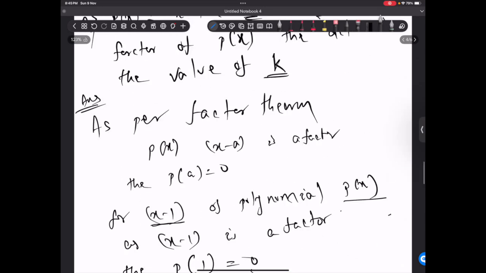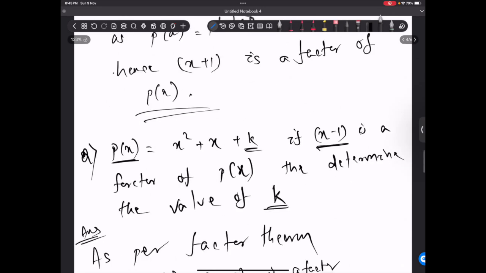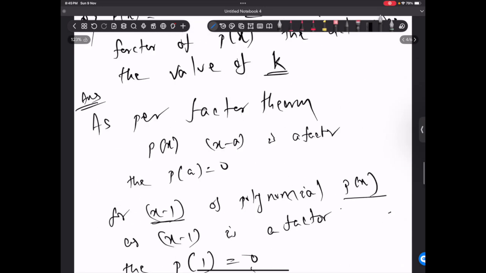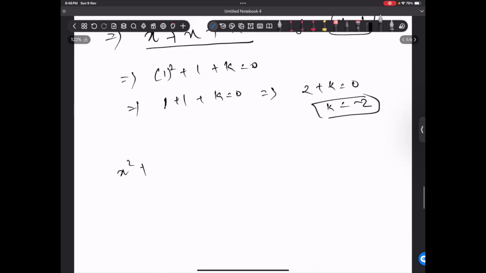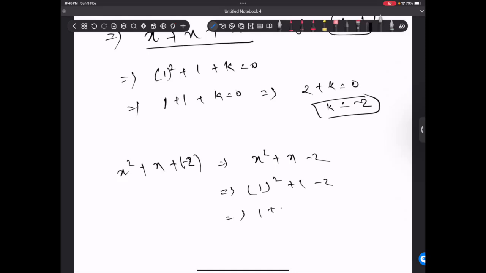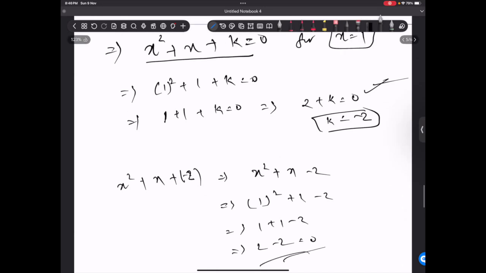Right? So, what was the value? x square plus x plus minus 2, which will become x square plus x minus 2. So if x equal to 1, it becomes 1 square plus 1 minus 2. It becomes 1 plus 1 minus 2. It becomes 2 minus 2, which is equal to 0. We'll obviously get 0 because this is the condition which is already given, right? So that's the reason this is how we encounter it.